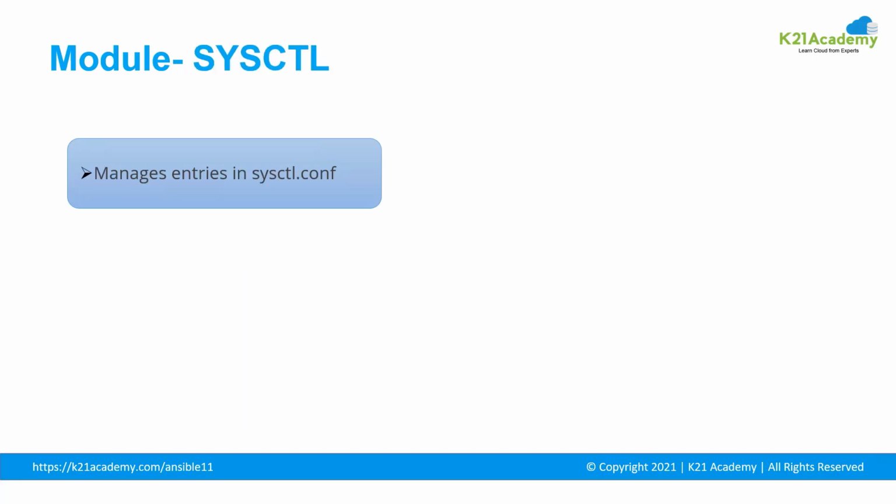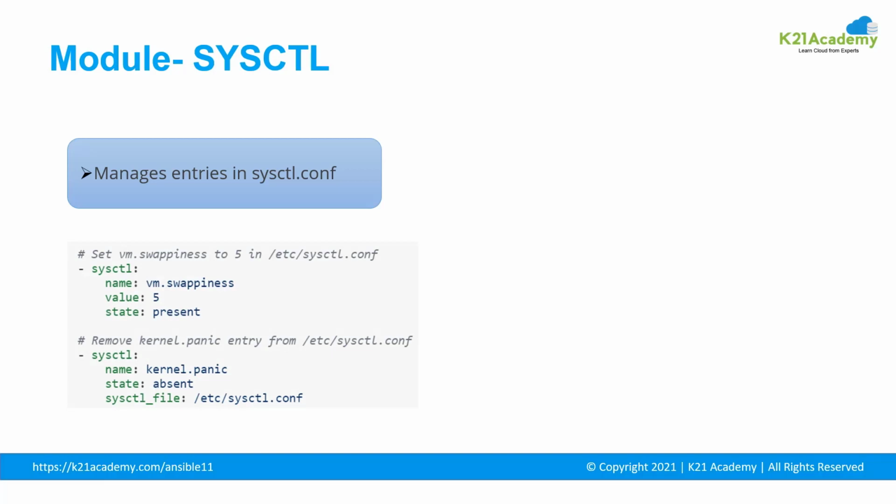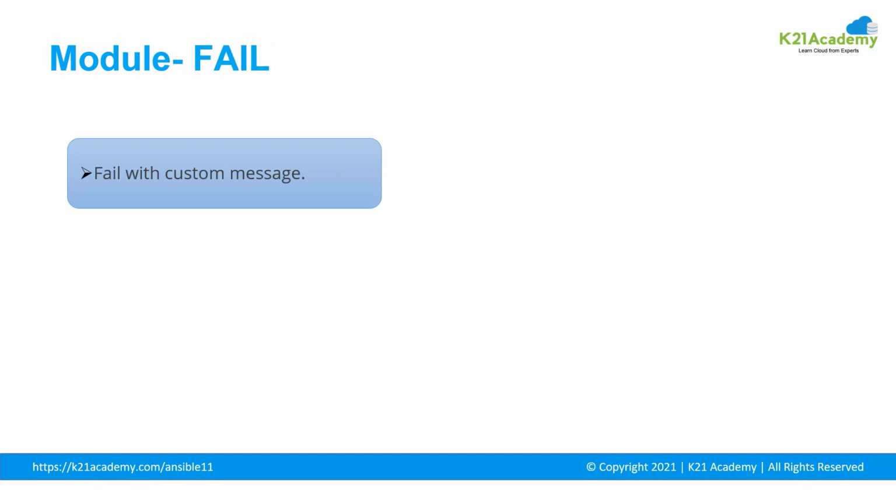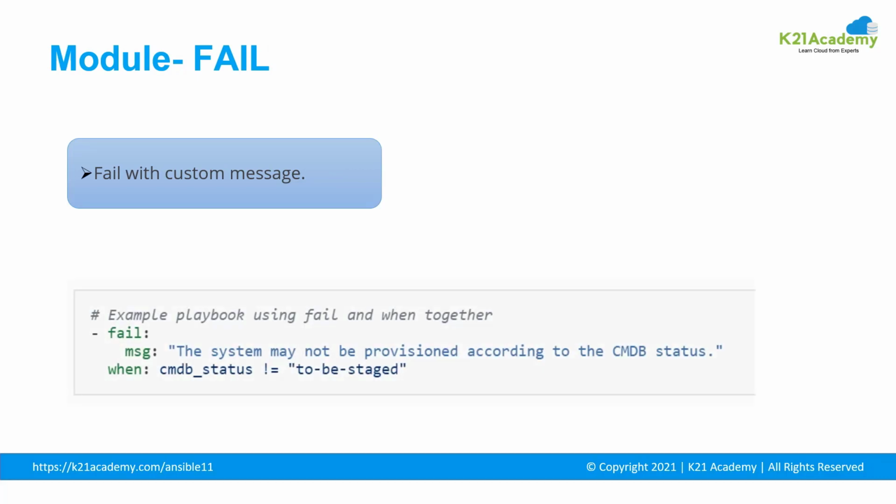And this is the systemctl module. If I wanted to start or stop a service, like in Ubuntu, we generally use systemctl to start a service, stop a service, or restart a service. So I can use this systemctl command. And this is a fail module. For example, if something is failing, then according to that, I can set up an alert. That is called the fail module.